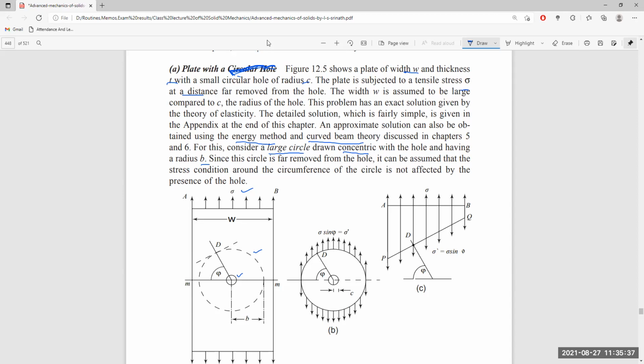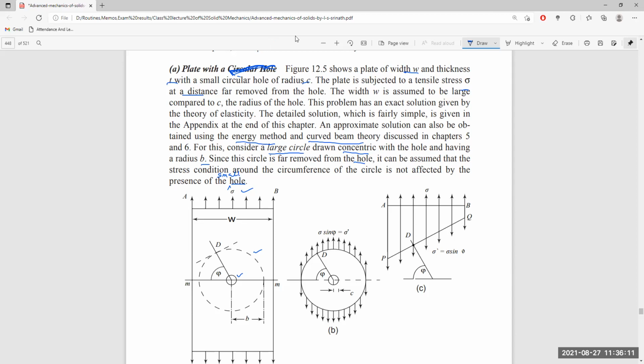So the width of the plate is W, the radius of the small hole is C, and the radius of this big imaginary hole is equal to b. This circle is also far removed from the small actual hole. So you can assume that the stress condition around the circumference of this hole is not affected by the presence of the small hole, and we are ignoring the small hole at this moment.